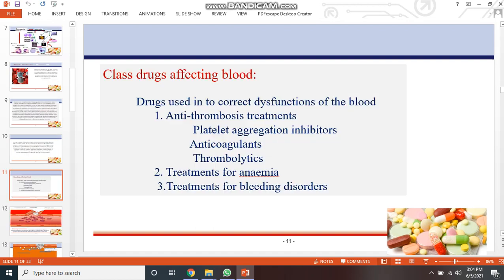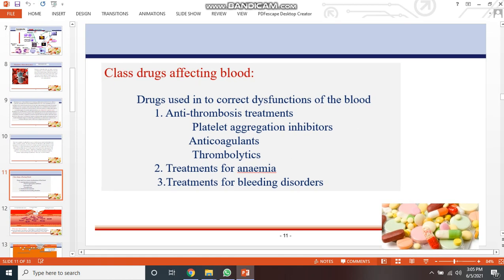Drug class: drugs affecting blood. There are drugs used to correct dysfunction of the blood: antithrombotic treatment, platelet aggregation inhibitors, anticoagulants, thrombolytics, treatment for anemia, and treatment for bleeding disorders.